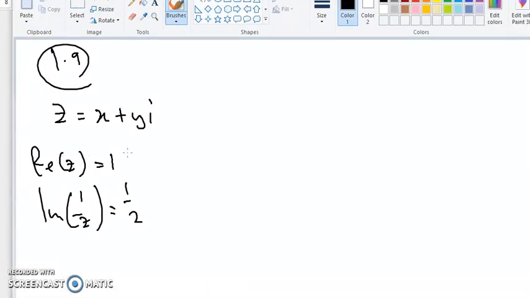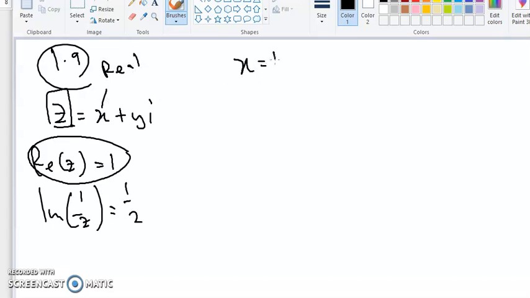Okay, so now it says the real of z. Real of z is equal to 1. So the real of z, where z is x plus yi, our real part is this x. So it means x is equal to 1. So we already have part of the answer, which is z will be equal to 1 plus yi. Now our job is to find the y.